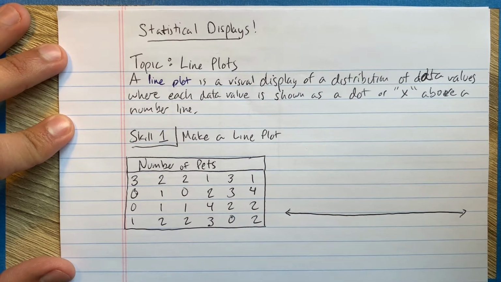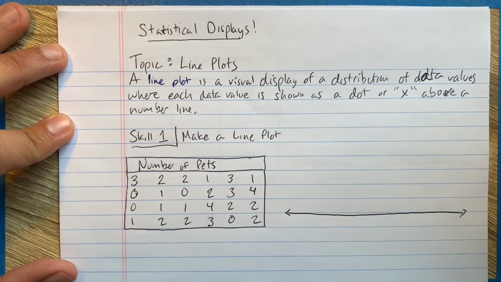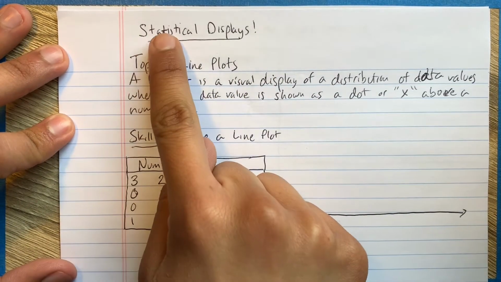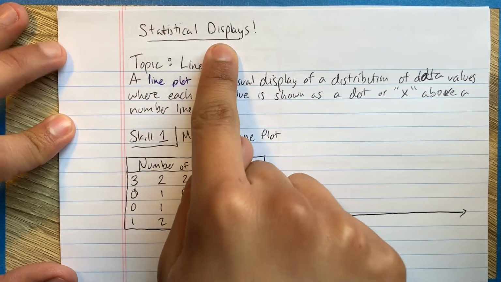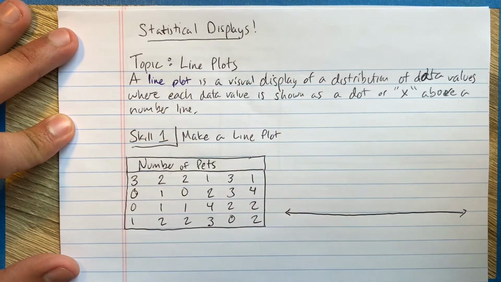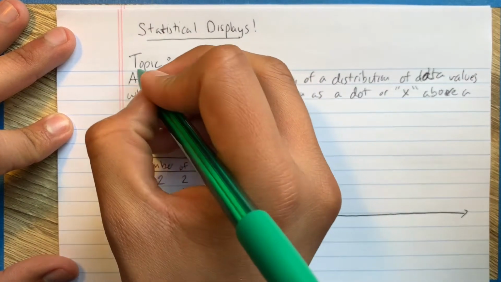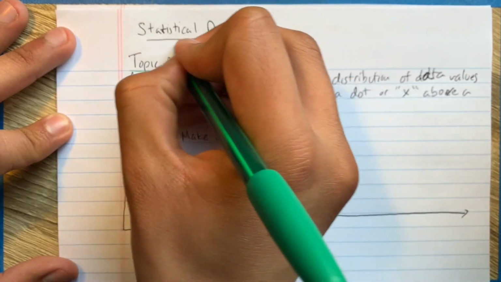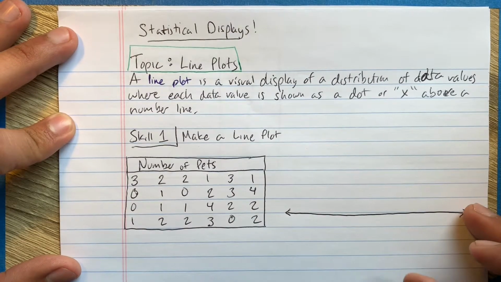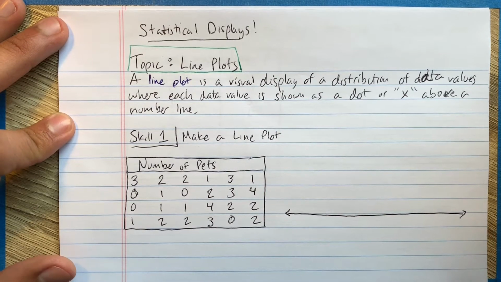For this last week of statistics, we're going to cover just two more topics, and they are both types of statistical displays. In other words, they are different ways that we can represent data. Our topic for today, for this lesson, is line plots, and you've actually already kind of seen them, but we're going to dive into them a little bit more today.